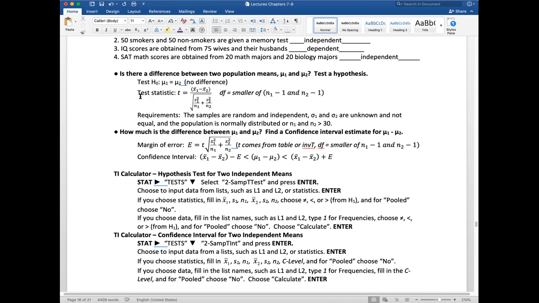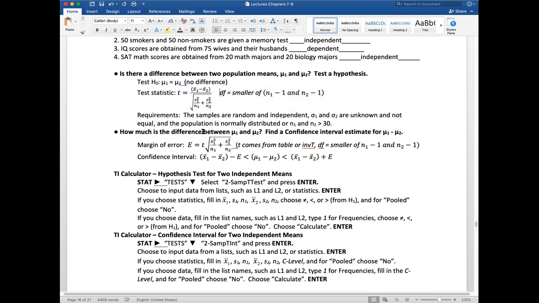For the test statistic, you don't use the formula; using the calculator, we're going to find the test statistic in a t distribution. The reason we use a t distribution instead of the standard normal distribution is that we do not know the population standard deviations. The df, degrees of freedom, is the smaller of n sub 1 minus 1 and n sub 2 minus 1. We just look at it, but we do not use this.